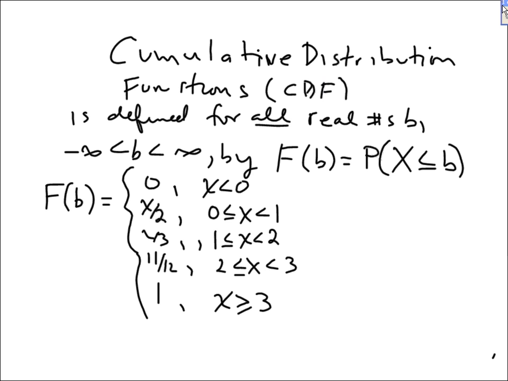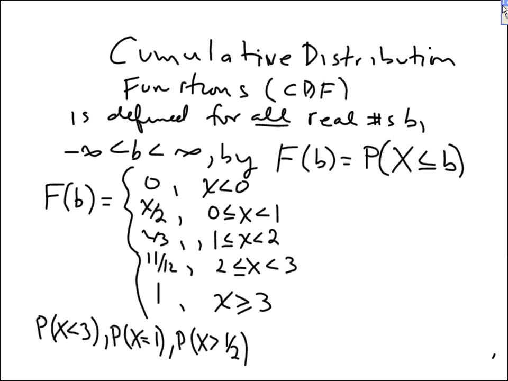So there's a few questions. Find the probability that x is less than 3. Find the probability that x is identically 1. Find the probability that x is more than a half. And find the probability that x is in between 2 and 4, and it can even equal 4. I'm going to find these probabilities.